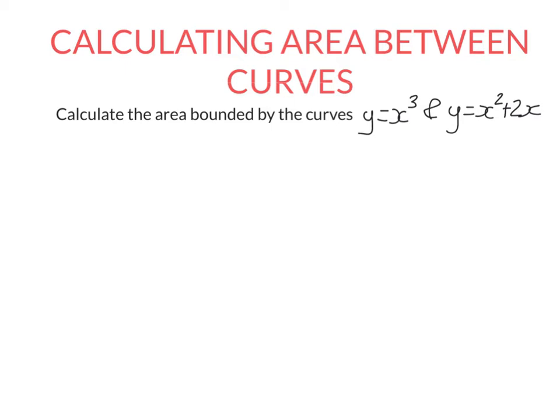So this question is a little challenging because it doesn't tell us which function is on top, and we also don't know the x values between which we're integrating. Are we integrating between x equals minus 10 and 10, or x equals minus 2 and 3? We don't know that. What we need to do first in this example is find the points of intersection. So you can use your graphics calculator for that or do it by hand.